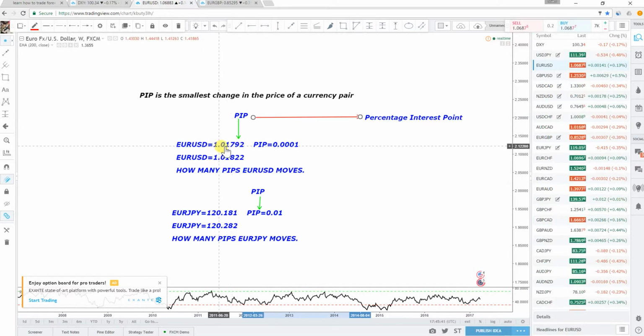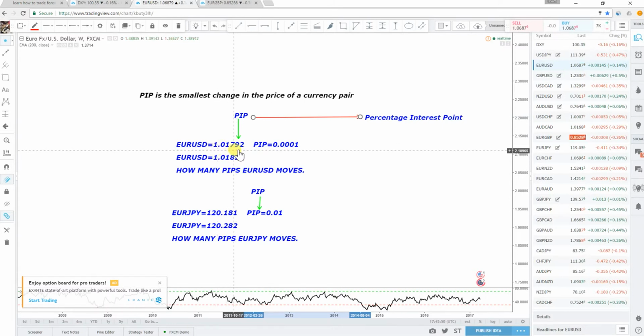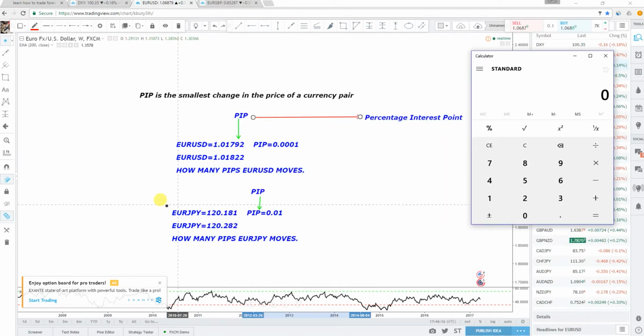So if we see that 0.0001 is 1 pip. To explain this, guys, it sounds difficult, but I will explain it this way. Let's say that USD moves from this price to this price. How many pips does this market of USD move? In order to answer this, I will pull up my calculator and subtract this price, the bigger one, minus the small one.